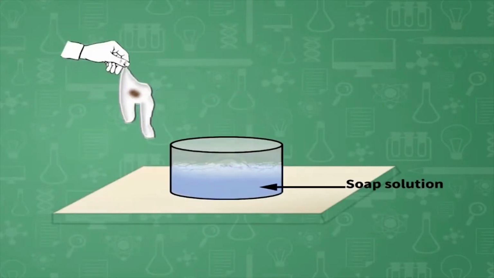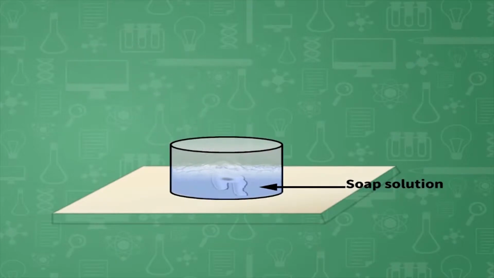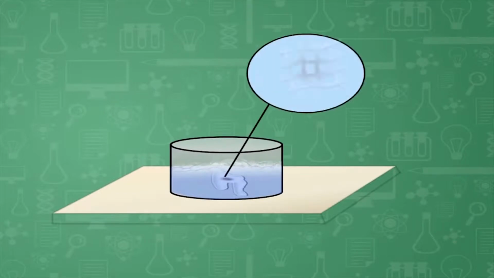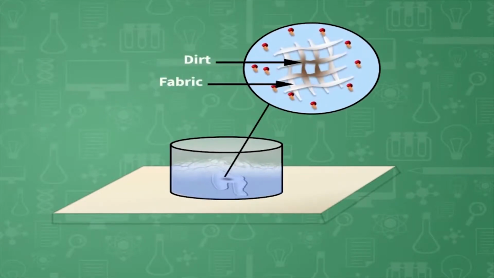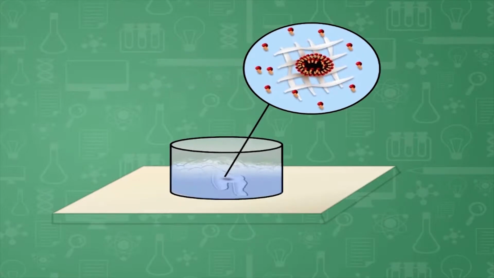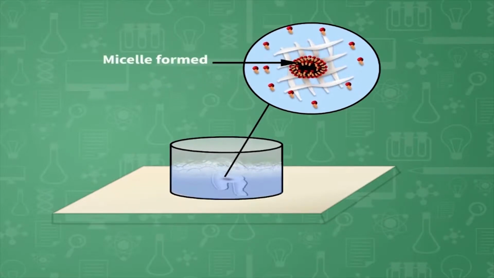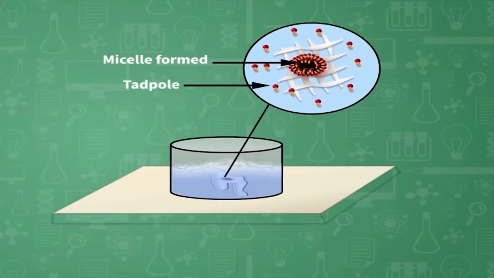Now, similar things happen when we clean our clothes with soap. Suppose we have dirt on a cloth and we have to clean this shirt with the soap. When we apply the soap on the dirt, the soap molecules start forming a group, a cluster of soap molecules called a micelle. The lather and foam indicate the formation of micelles.